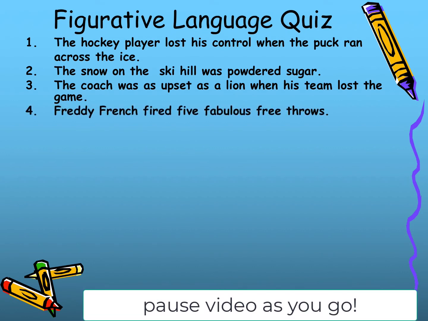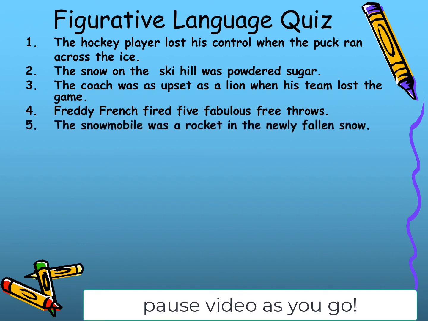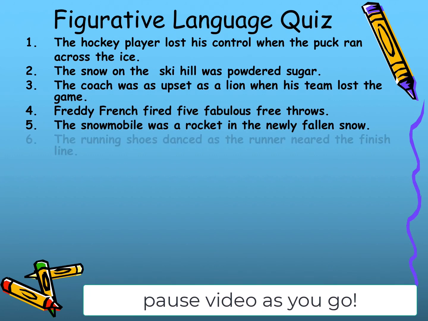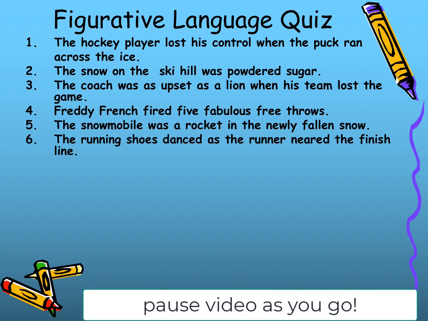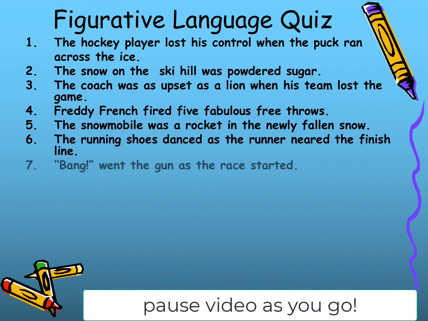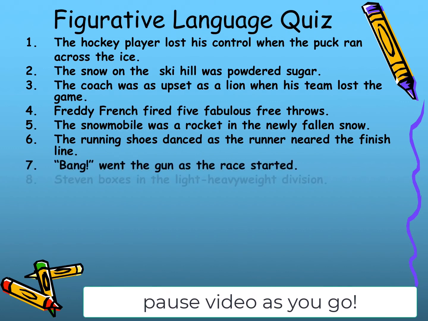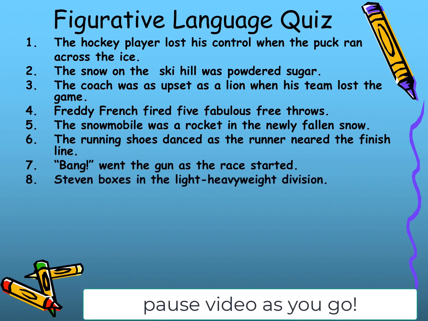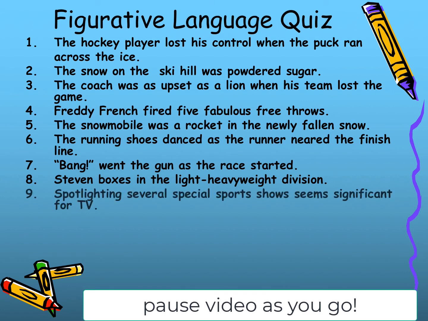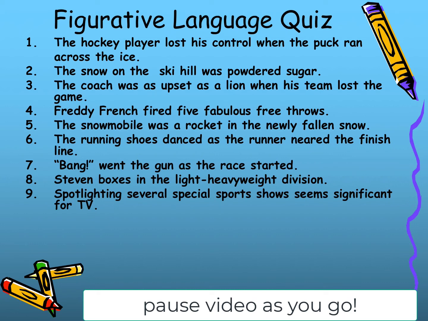Number 4, Freddie French fired 5 fabulous free throws. Number 5, the snowmobile was a rocket in the newly fallen snow. Number 6, the running shoes danced as the runner neared the finish line. Number 7, bang went the gun as the race started. Number 8, Stephen boxes in the light heavyweight division. Number 9, spotlighting several special sports shows seems significant for TV.